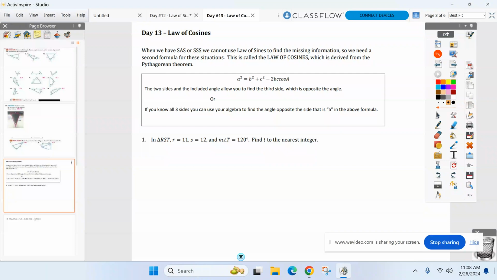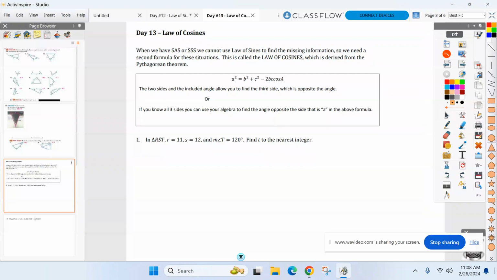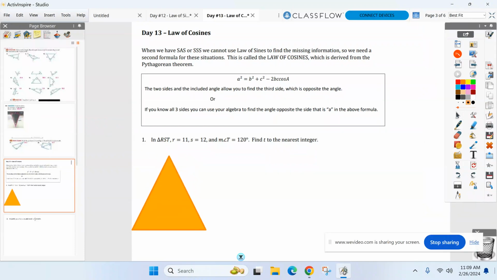Again, you guys that weren't here on Friday, please watch the video, definitely, because right away you're going to see some new notation that we talked about on Friday. Lowercase r is 11. That means the side across from angle R has a length of 11. S has a length of 12, angle T is 120, and we are asked to find t, which means the side across from angle T. So that's what I'm looking at now.